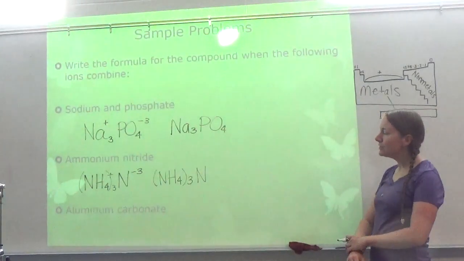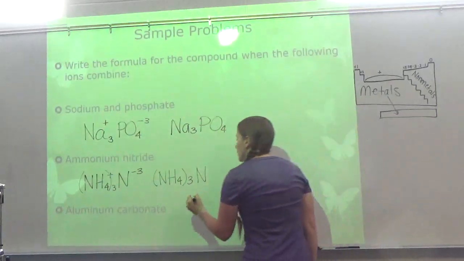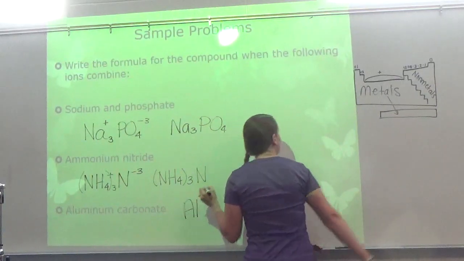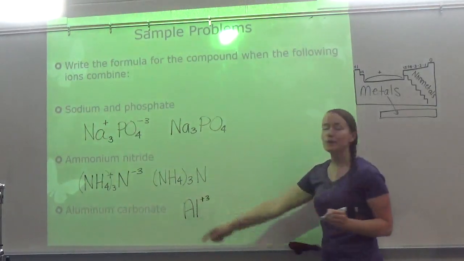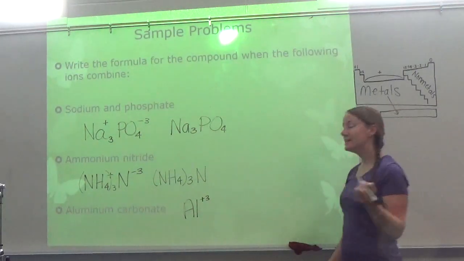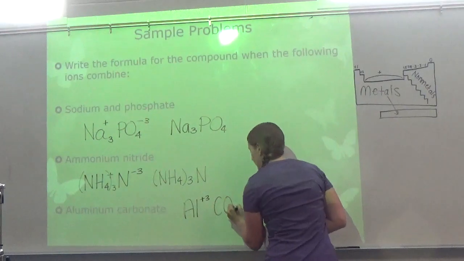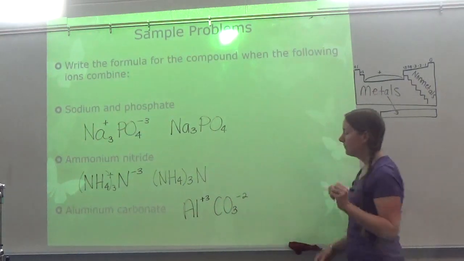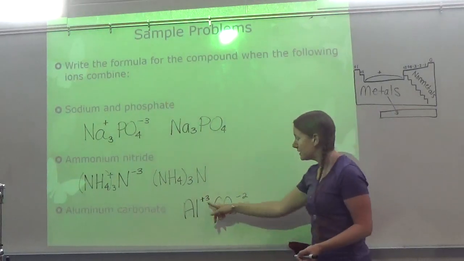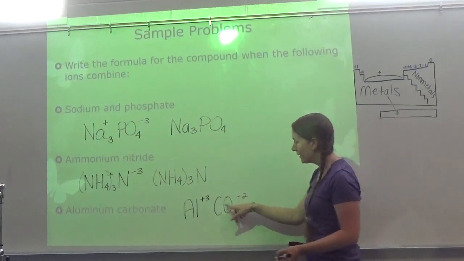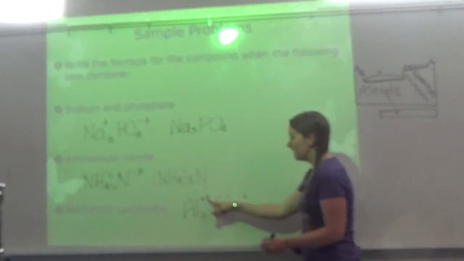All right, and so the last one is aluminum carbonate. Aluminum is Al. It's in group 13, so it has a charge of positive 3. Carbonate is on your polyatomic ion sheet. It is CO3 with a negative 2 charge. So I need to cross my charges because they don't cancel. Positive 3, negative 2 don't cancel. I need to bring my 2 down, and then I need to bring my 3 down.